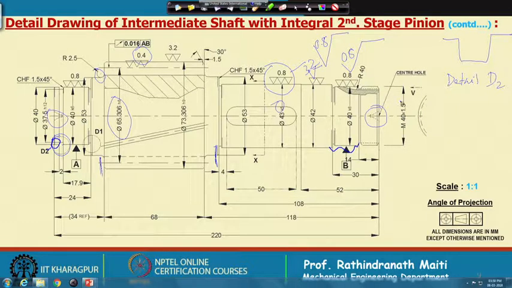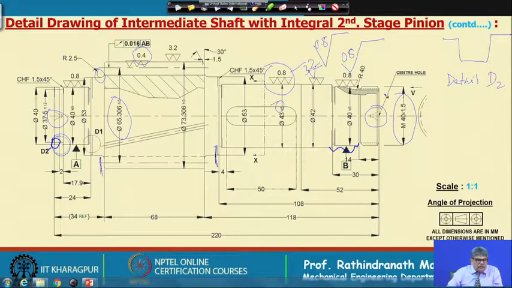And here, as you find, this is a fine thread, M 40 into 1.5, and these thread details are not shown here; they are made separately, detail D1. Usually a tool is available, we can put that tool there and cut it. As you find, the tolerances are given, but by no means have we given all dimensions here. This is just a sample drawing.